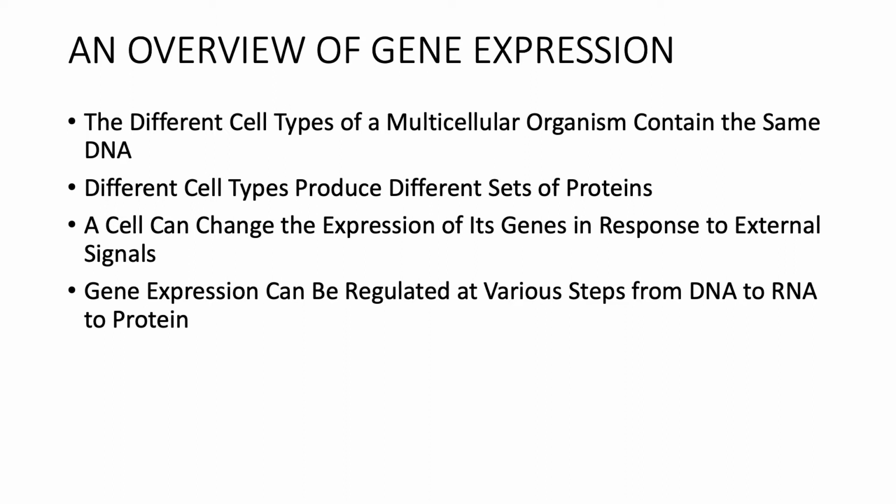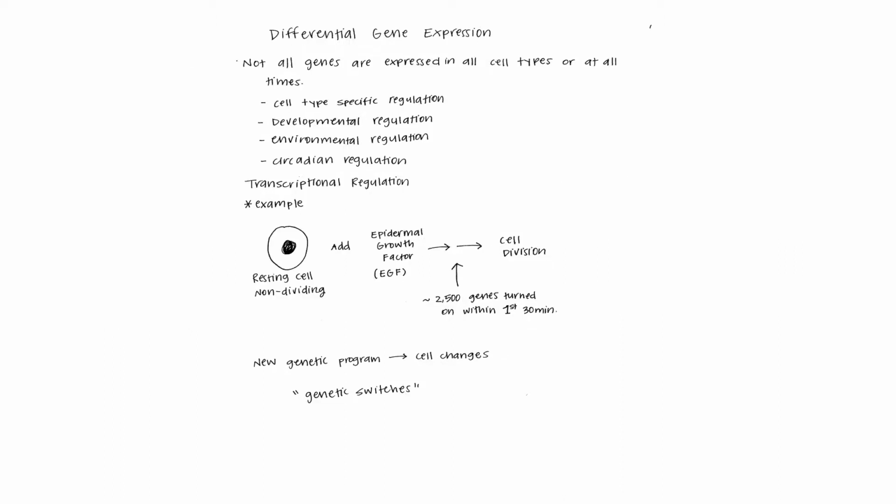But one of the most crucial steps is the regulation of transcription, that is, turning the transcription on of a particular gene or turning it off. And let me just give you what I think is an impressive example. So we refer to this as differential gene expression. And again, not all genes are expressed in all cell types or at all times. So we have cell type specific regulation, developmental regulation, environmental regulation, circadian regulation, which means some genes are expressed at different times during the day. We'll look at some of that in a little bit.